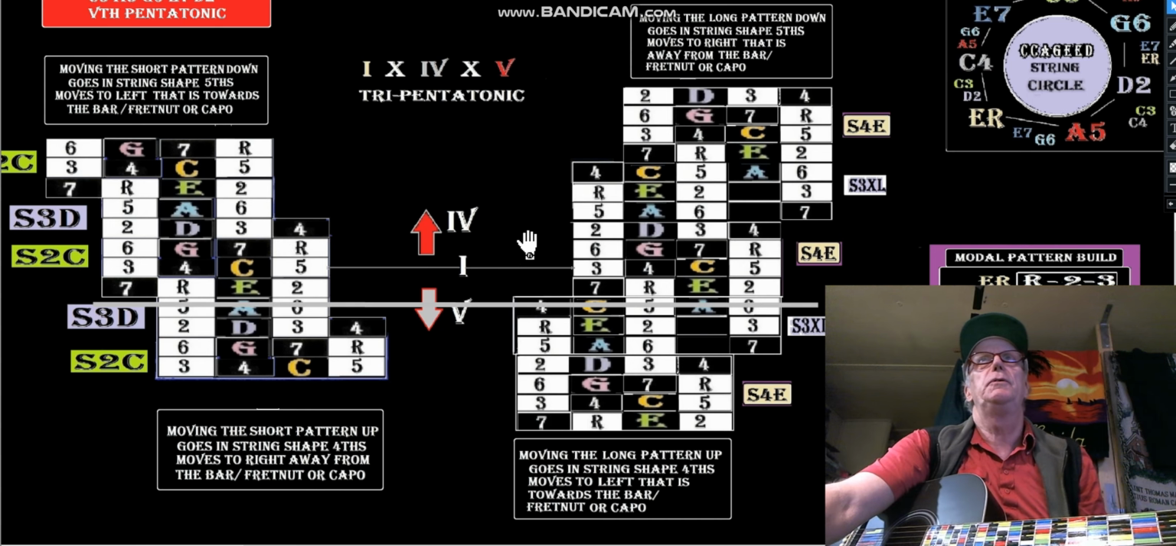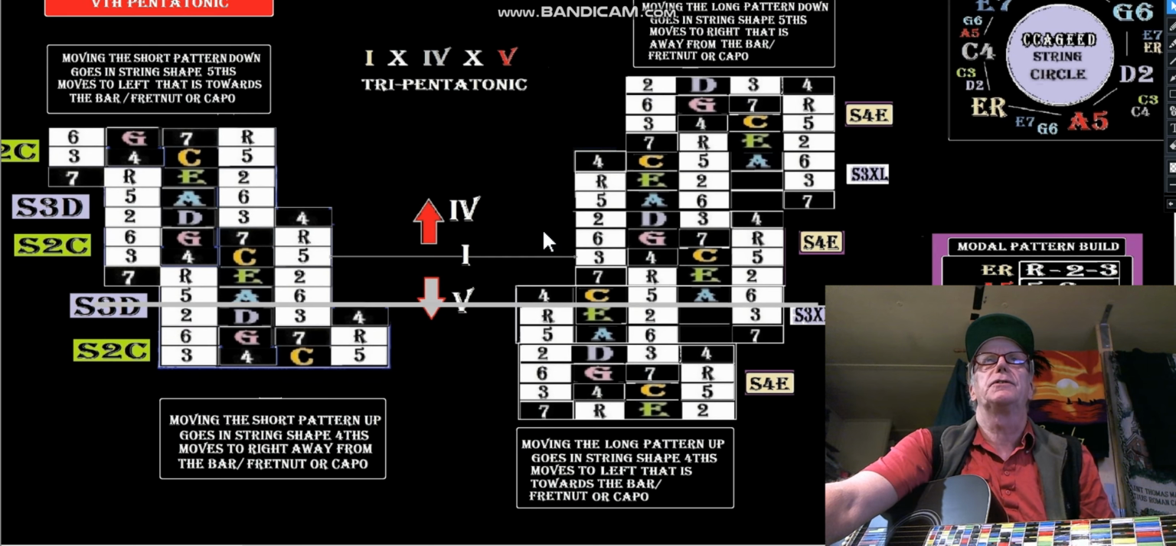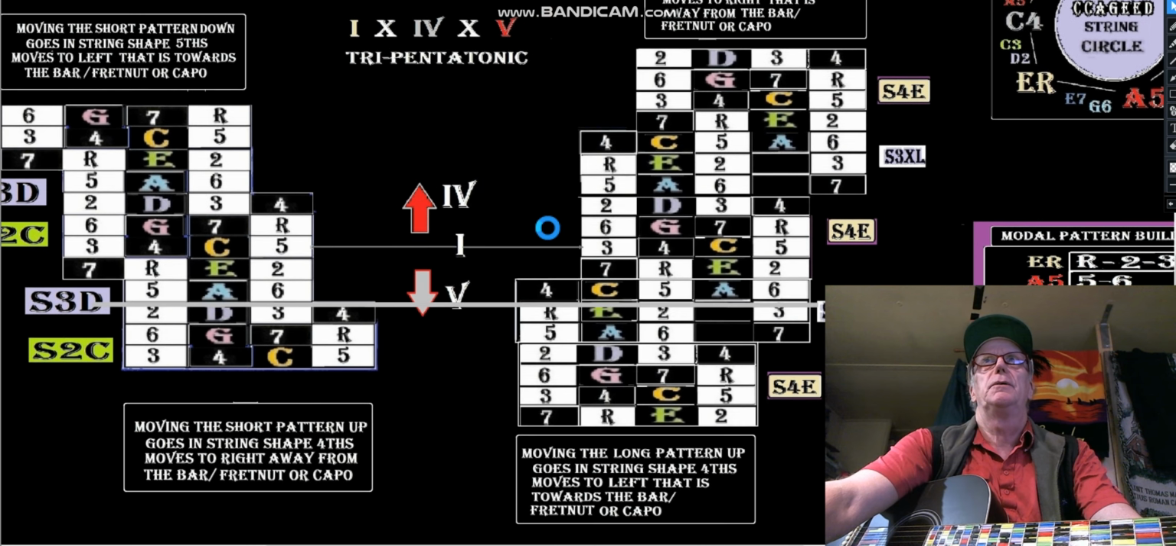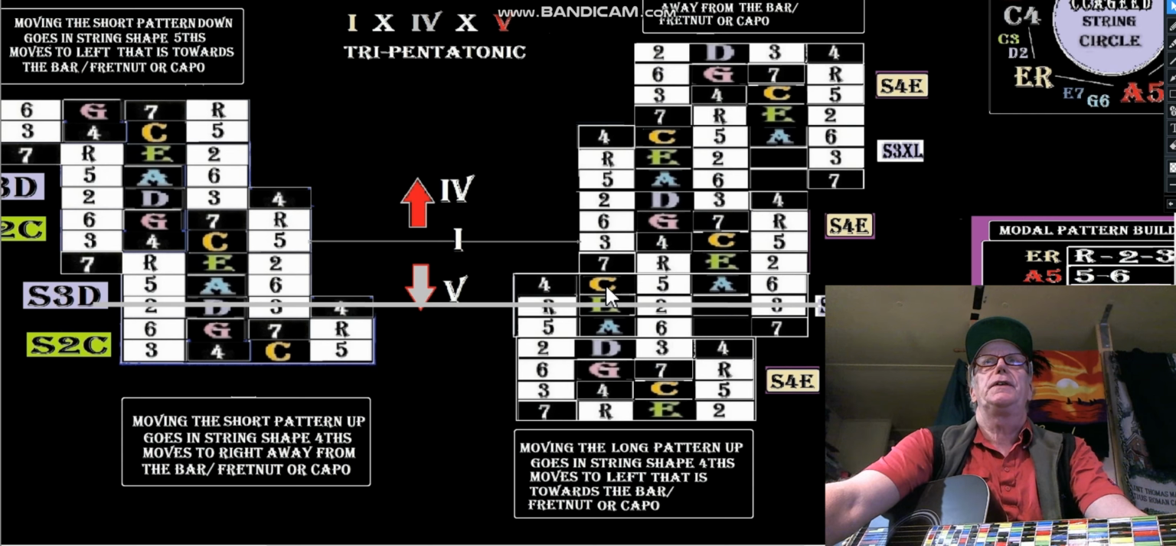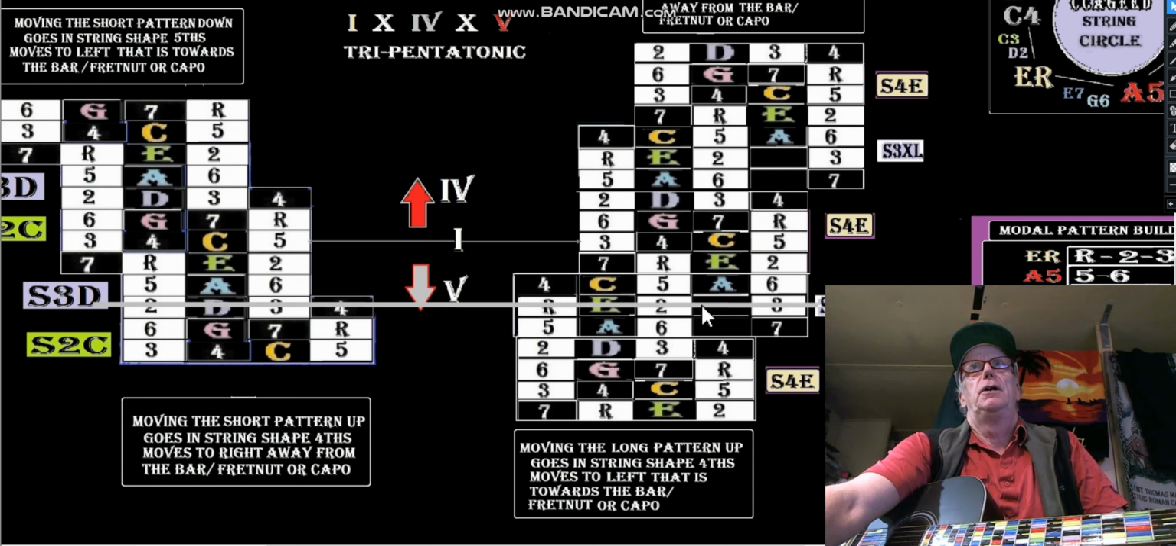And then we're going to move it up for the fourth. The fourth of A is the D string shape. Okay, I can't seem to get it. I have to zoom in a little bit. There we go. Now look at this. Here's the A string shape. The fourth of the A is the D string shape. You see how the long patterns are kind of composed of the short string shapes.